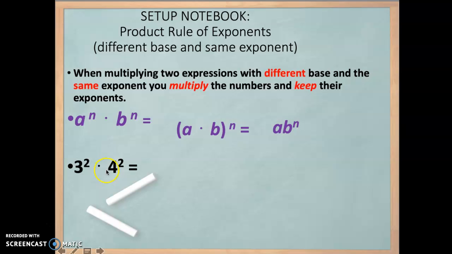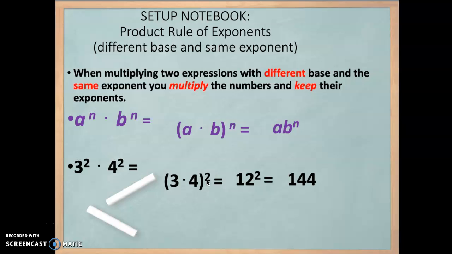3 to the second and 4 to the second. Well, they have the same exponent but different bases. In this case, I multiply the bases and keep the exponent. Notice how I showed here, you're multiplying the bases, but the exponent stays as 2. And then I would get 12 to the second, because 3 times 4 is 12. And 12 to the second is 144. That is a perfect square.